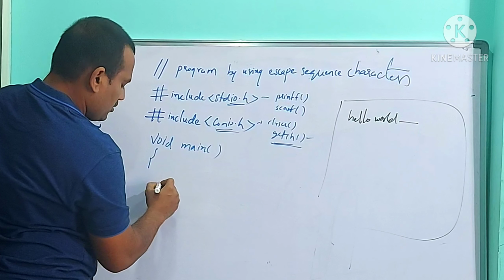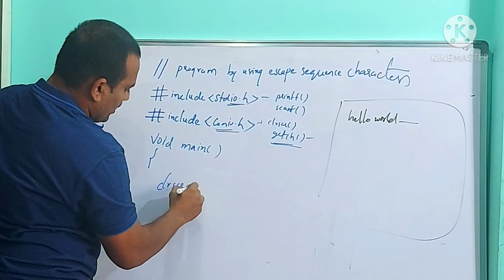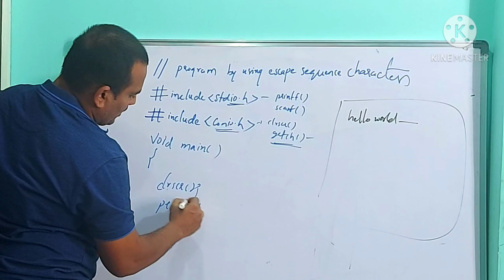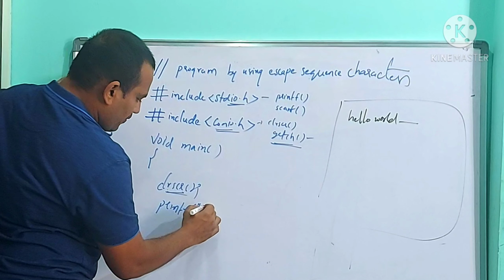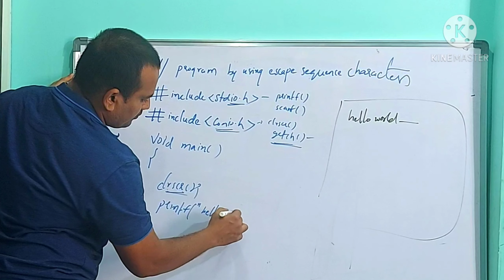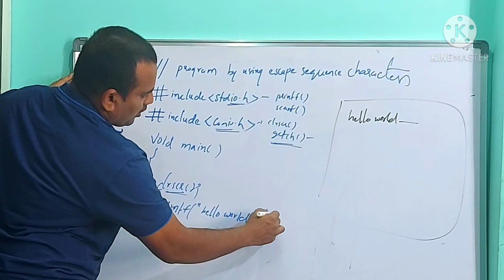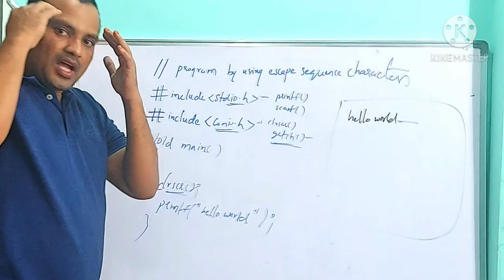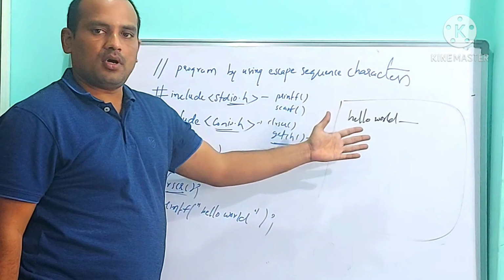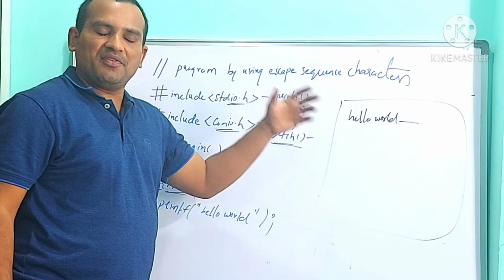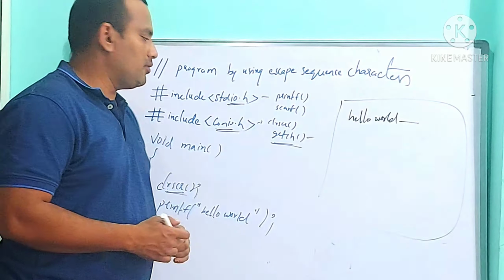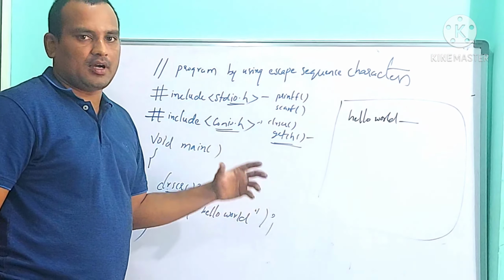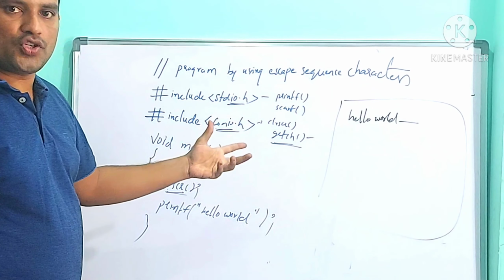open curly brace, CLRSCR, printf. I want to clear the output screen with CLRSCR. Then printf hello world. Now what happens, you see? Assume the desktop output screen already contains the previous program output, that is hello world. So after writing the program, I need to press Alt F9 for compilation, then Ctrl F9 for execution.